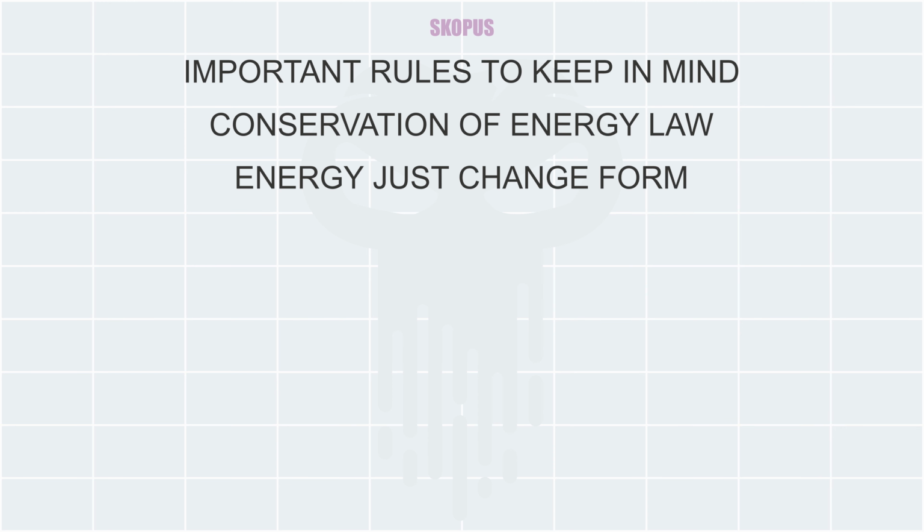So if we are making a circuit, we should keep this in mind, that electrical energy doesn't get created or destroyed. We just take it from another form of energy that we don't need and change it to something that's more useful for us. Second rule is Ohm's law.